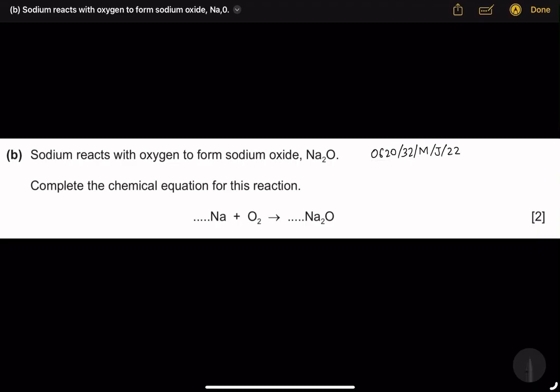Sodium reacts with oxygen to form sodium oxide. Complete the chemical equation for this reaction. So we have 2 oxygen over here. We can balance it by putting the coefficient 2. And then we'll have 4 sodium atoms, 2 times 2, so 4. And we put 4 over here. Again, this equation is now balanced. So let's move on to the next.